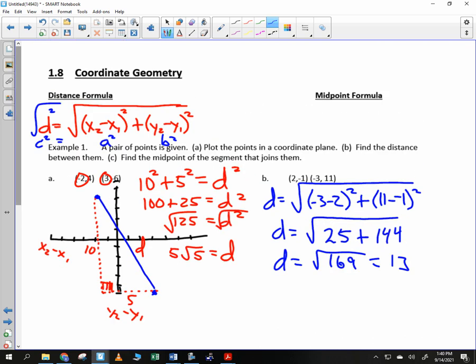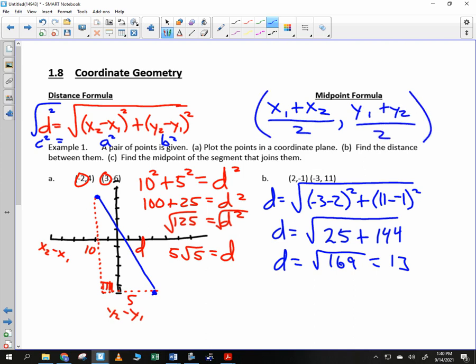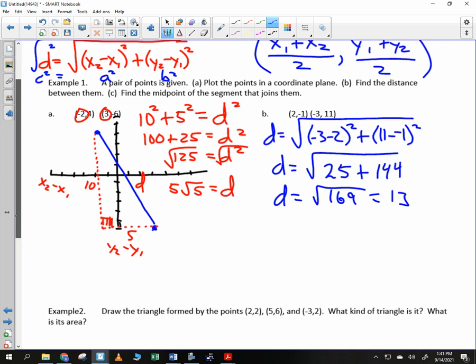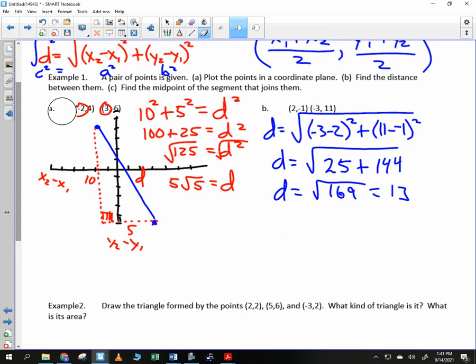So if you want to find the midpoint, you do the same thing. You add them up, and you divide by 2. So to find the average of the x values, add up the x values and divide by 2. And I have a comma because you're actually finding a coordinate. So the midpoint formula produces a coordinate. So let's do that for A, and then you'll do B on your own. And this can be pretty quick.